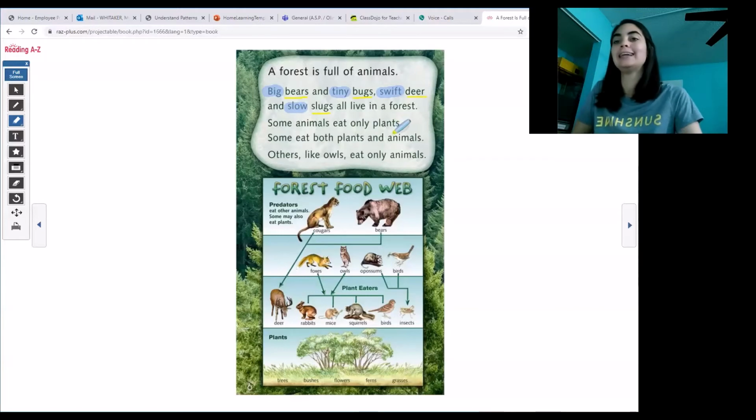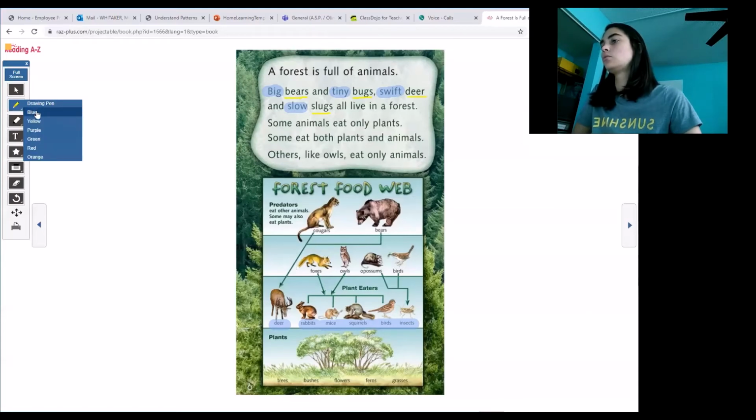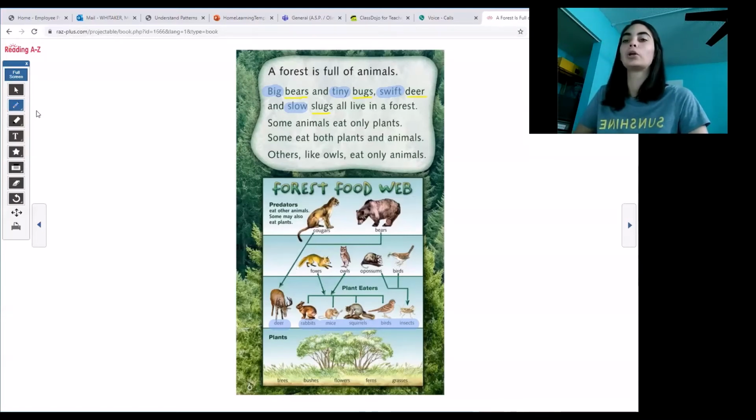All right, so now we're going to highlight the animals that only eat plants. Okay, so it says plant eaters. So these animals right here are the ones that only eat plants. So deer, rabbits, mice, squirrels, birds, and insects only eat plants. Then we're going to use the pen tool, the blue, and we're going to circle the animals that only eat other animals.